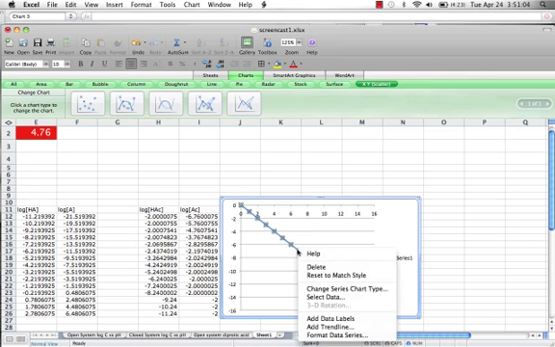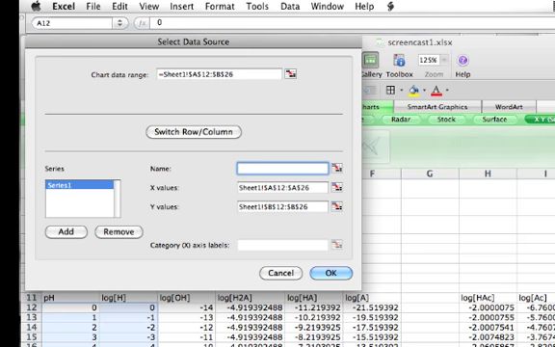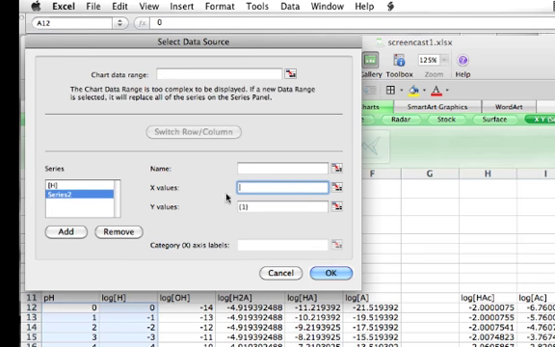And we're going to right click on our chart, select data, name this series. Very important to name everything so you keep everything on track. I'm going to go ahead and command copy, add series, our OH now, paste, and our OH concentrations.